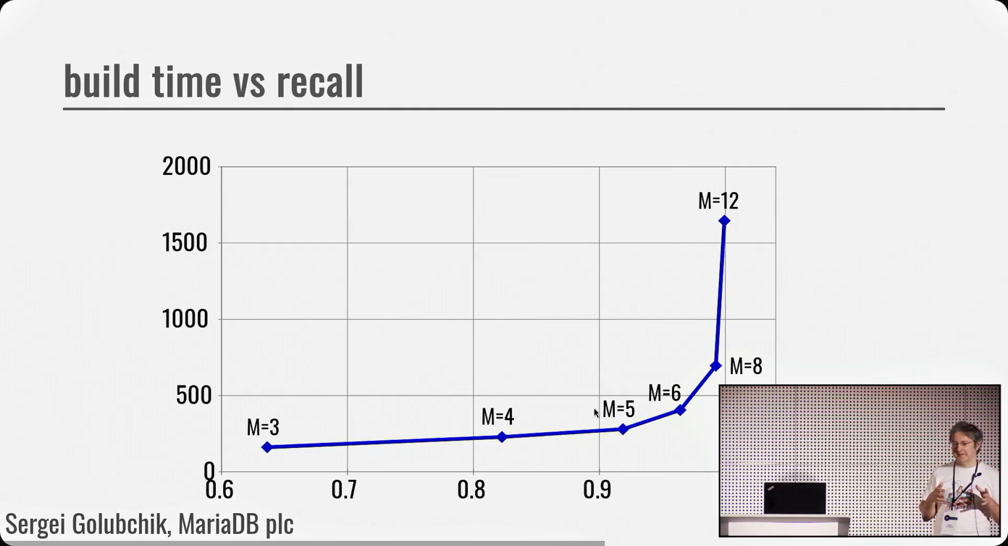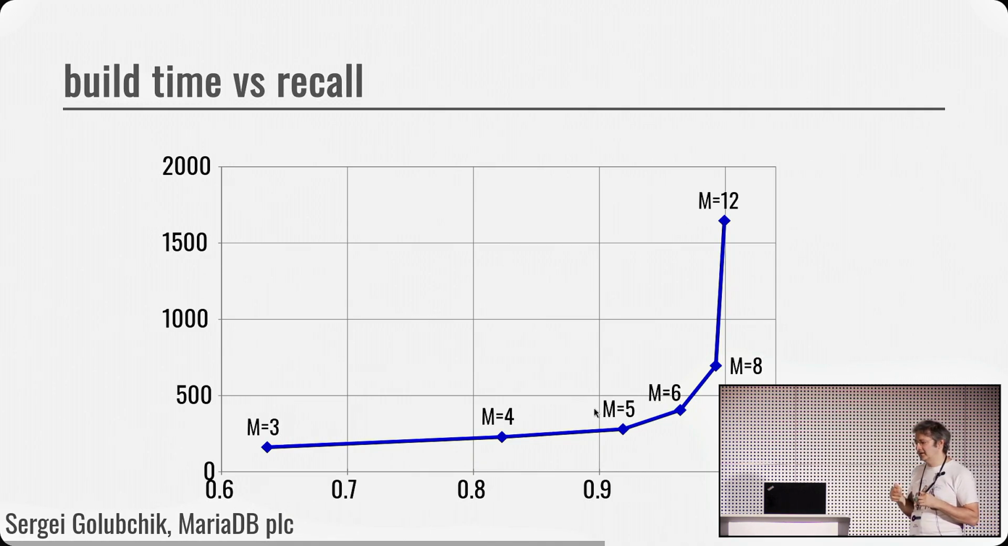I've seen in the papers that a practical good recall is considered to be around 95%. For RAG, it probably doesn't matter if you are at 99 or 98, so everything above 95 should be good. 70% or 60% is not very useful. And on the y-axis, there's just the time to insert all the data, in seconds.